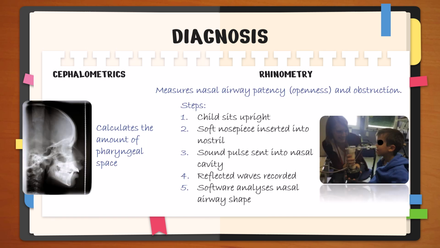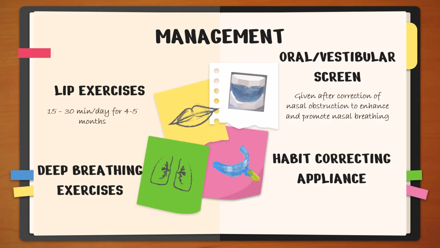Coming to the advanced diagnostic methods, rhinometry helps to measure the nasal airway patency. This can be used in children. Then the cephalometric analysis, which assesses the airway space and skeletal pattern. These tools give us the quantitative data to confirm clinical suspicion.